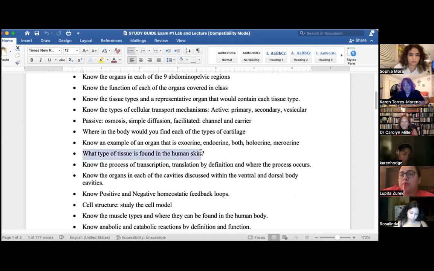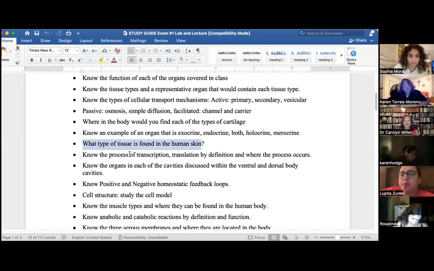What type of tissue is found in the skin? I've already said an example is stratified squamous epithelium. Know the process of transcription, translation by definition, and where the process occurs. This is the central dogma. It's taught in general bio, all types of biology, even in high school. So I'm hoping this is a review to get you points on the exam.